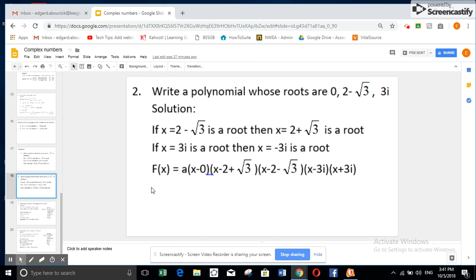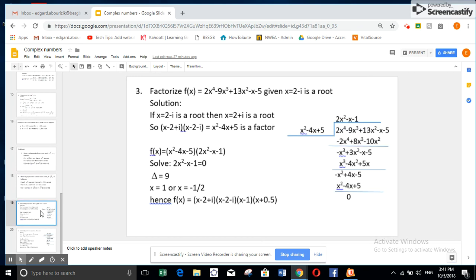Let us do the vice versa. Now I gave you a polynomial of degree 4. I gave you one of the roots. You must find all the others.